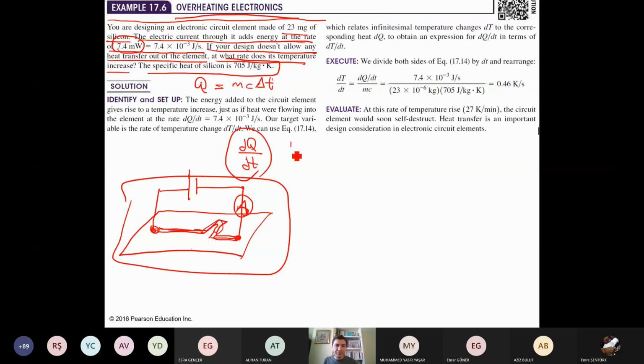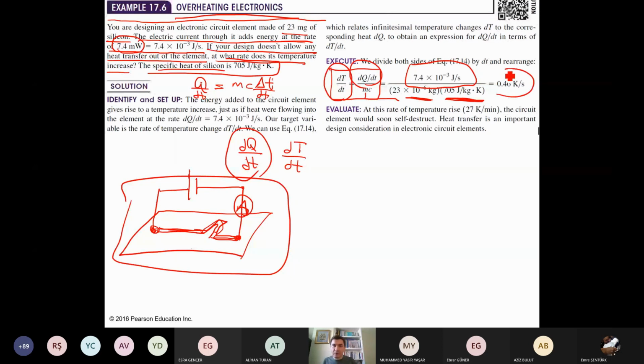What is the change in the temperature by time? So if you divide this one by dt, then you can write this expression. So this is asked, this is given in the question, 7.4 times 10 to minus 3 joule per second. Mass is given, 23 milligram. You have to convert this one into kilograms. Then here we have the specific heat of silicon, C, which is given in the question. Then this is the rate of change of temperature.